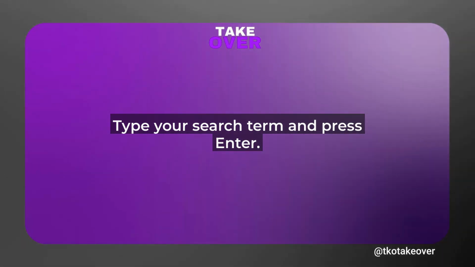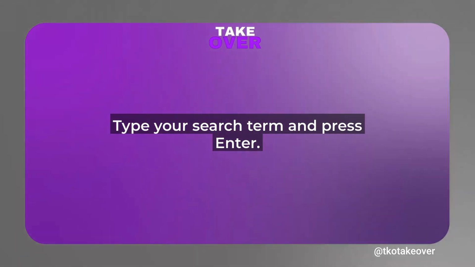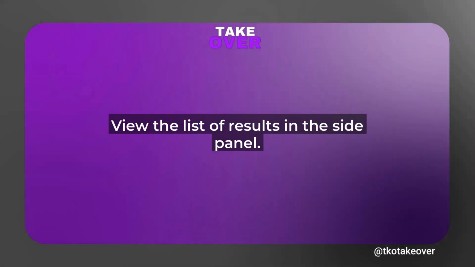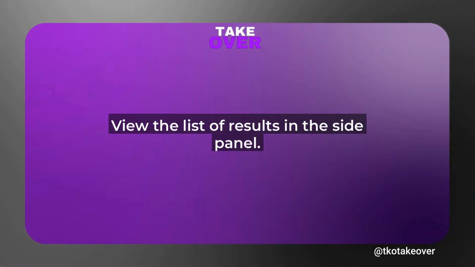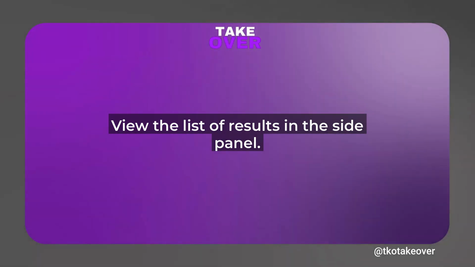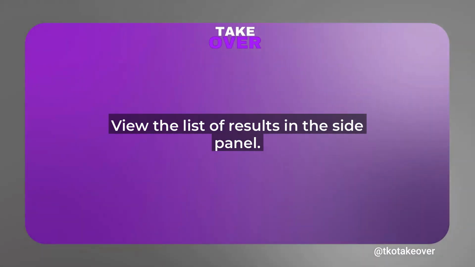Now, let's get to the search feature. Look at the top of the window. Right next to the menu bar, you'll see a search bar. It's usually labeled with a magnifying glass icon. Click on it and type in the word or phrase you're looking for. For example, if you're searching for annual report, just enter those words and hit enter.